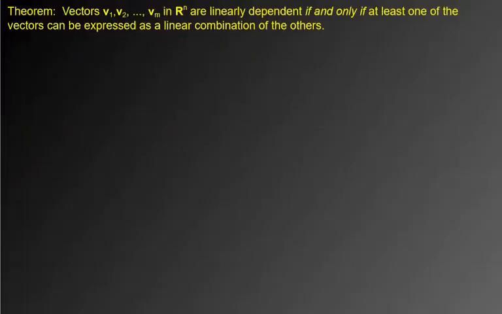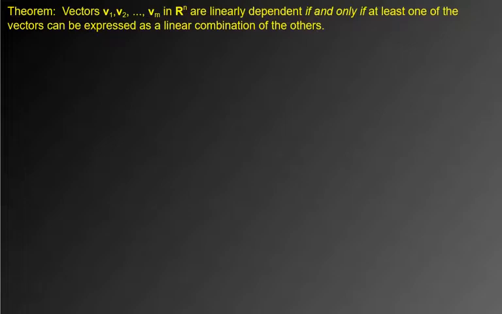And so this is the theorem that I think makes some more sense, that really shows this idea of linear dependence with vectors a little bit better. And so I want to prove this. So this says that given a set of m vectors in R^n, they are linearly dependent if and only if at least one of the vectors can be expressed as a linear combination of the others. Okay?